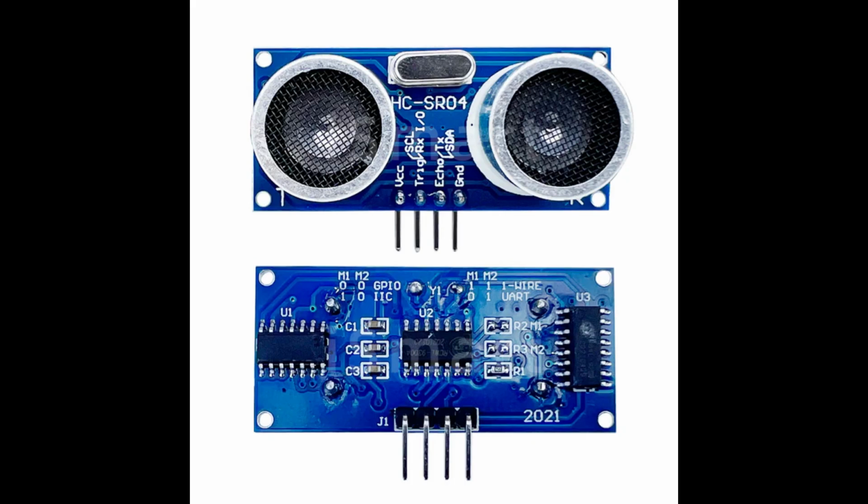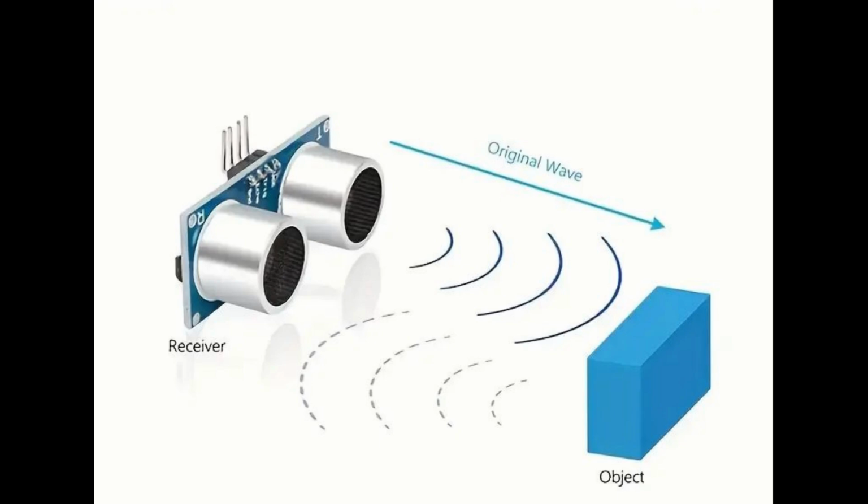This is an ultrasonic sensor. It uses sound waves, ultrasound, to measure distance. It emits high-frequency sound pulses, typically 40 kHz. In our case, we send a sound wave and measure the duration of the sound wave received on the receiver unit.